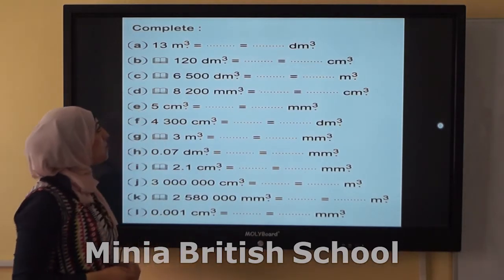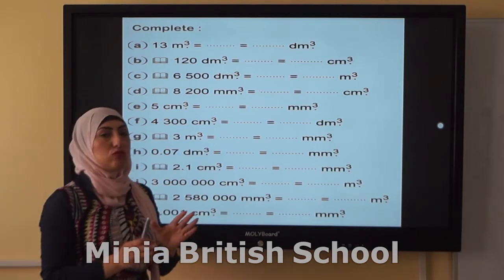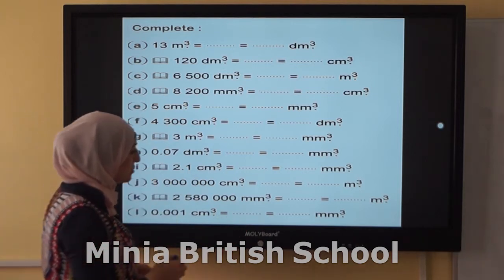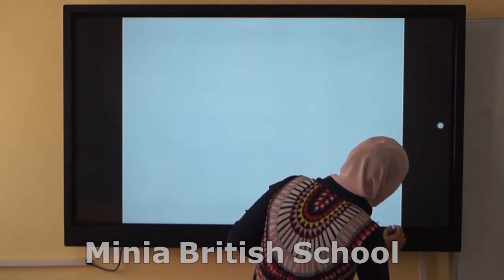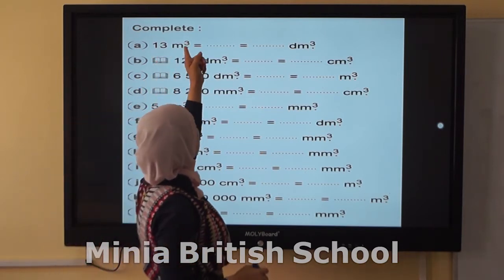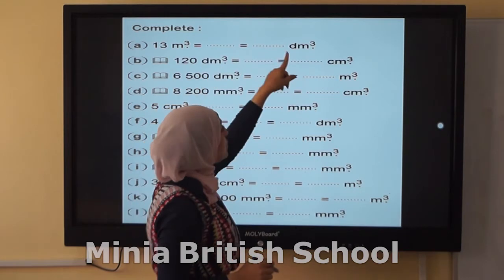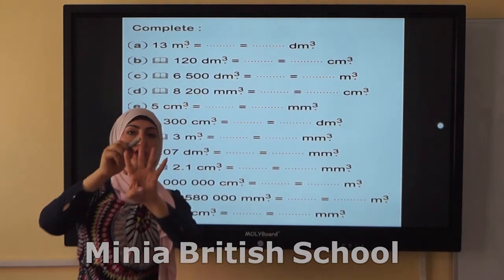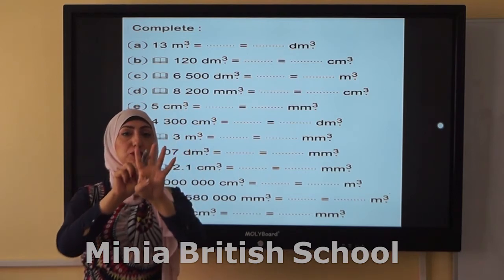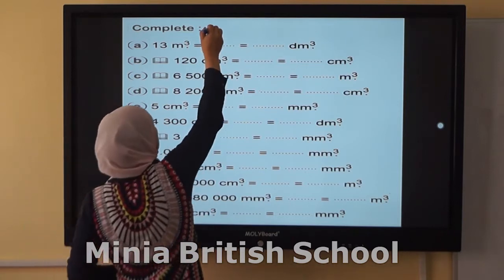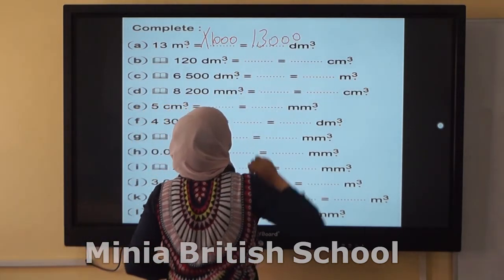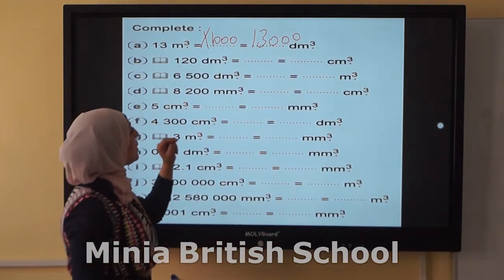Let's solve some conversions here. This lesson is about the units of volume, to convert the units only. So here, 13 cubic meter. I want to convert from cubic meter to cubic decimeter. Here, meter and decimeter, so it's multiplied by 10, and in the volume, in the cubic, I multiply by 1,000. Times 10 times 10, so multiply by 1,000. So 13 times 1,000, 13,000 cubic decimeter.